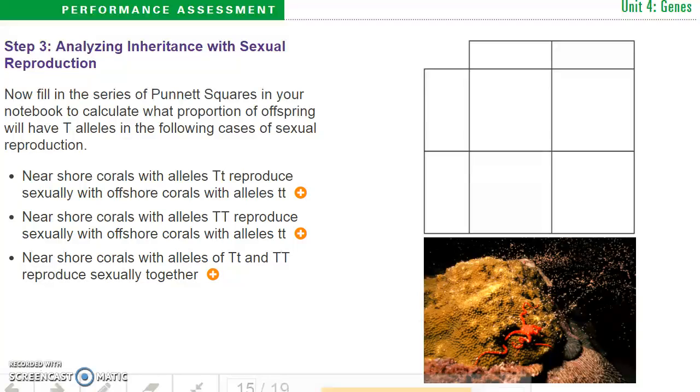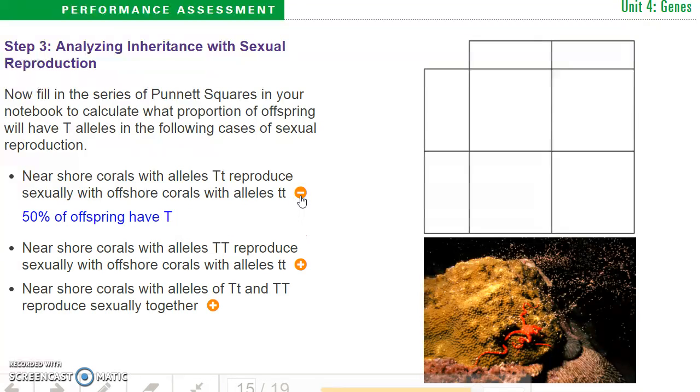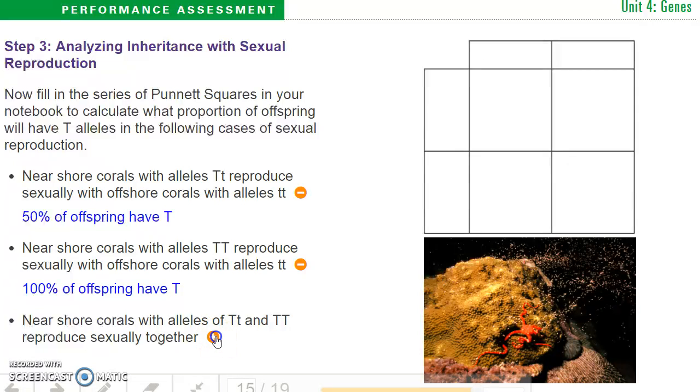Okay, step 3. Now we are analyzing inheritance with sexual reproduction. So it says, now fill in the series of Punnett squares in your notebook to calculate what proportion of offspring will have dominant, tolerant alleles in the following cases of sexual reproduction. Near-shore corals with alleles heterozygous, Tt, reproduce sexually with offshore corals with alleles homozygous recessive, tt. I'll show you the answers to this. You should get 50%, 100%, and 100%. Again, you can pause that and discuss or ask any questions at any time.